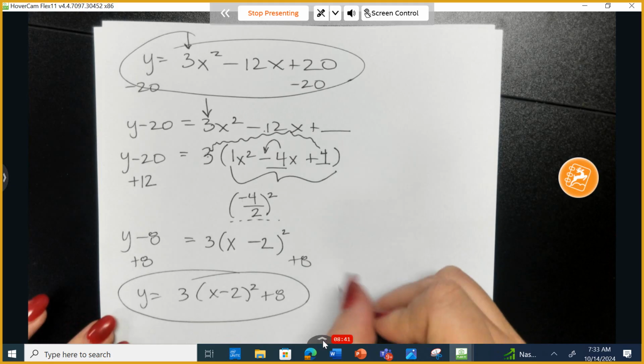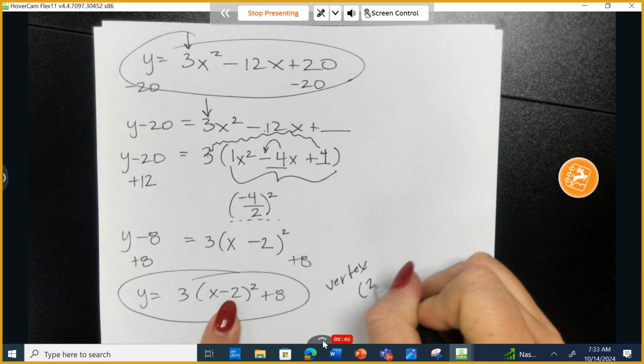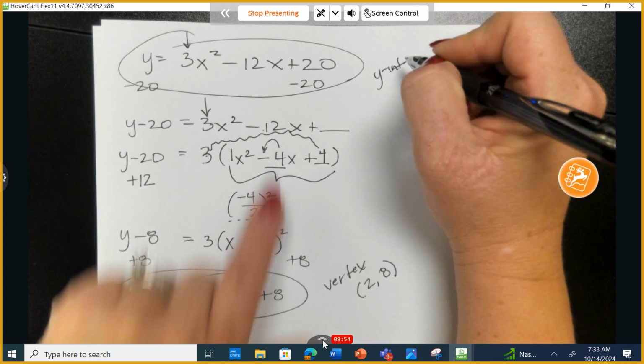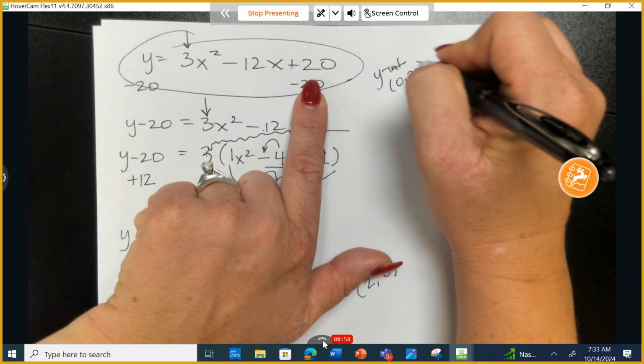Let's identify the vertex. The vertex of this parabola occurs at +2 and +8. This vertex form tells us the truth. The y-intercept of this quadratic equation occurs at 0, 20.